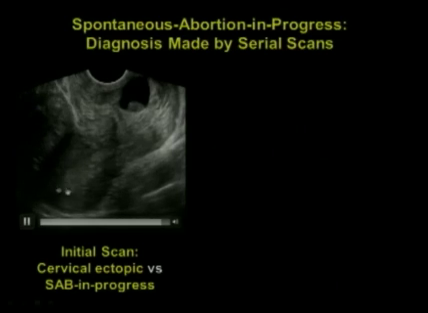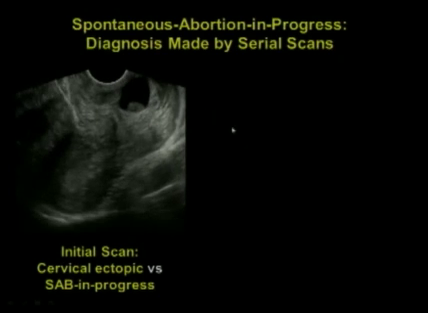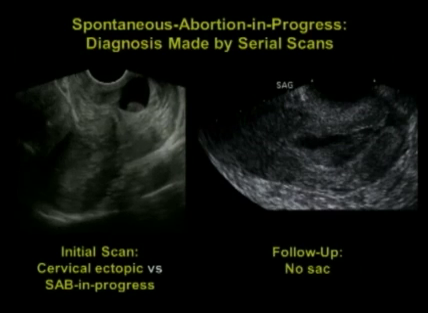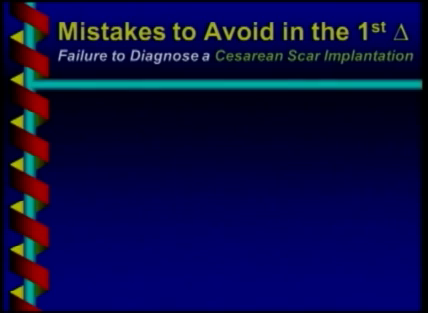On the initial scan, here in the body of the uterus, we see nothing. In the cervix, we see a gestational sac. There's an embryo, but no heartbeat. There isn't much of a decidual reaction or echogenic rim around it. We thought it was probably a spontaneous abortion in progress, but we weren't completely sure. So we waited, and shortly thereafter, on follow-up, the gestational sac was gone. So this was a spontaneous abortion in progress where the diagnosis was made by serial scans, suspected on the earlier scan, proved by serial scans.